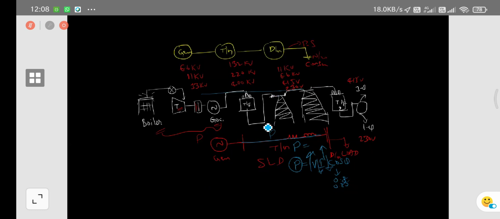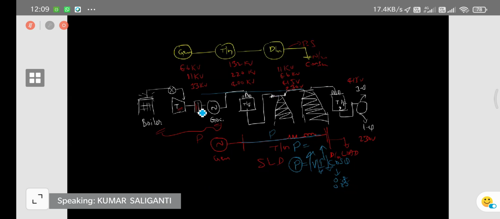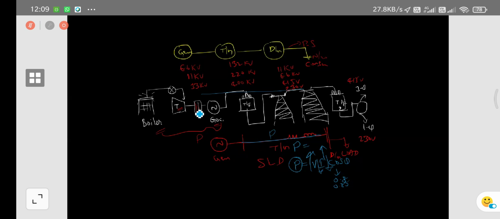In order to maintain the constant power, the voltage has to be changed, and thereby the current has to be changed. So according to necessity, the voltage should be stepped up or stepped down with minimum power loss. Stepped up means the voltage should be increased, and it should be stepped down with the minimum power loss.